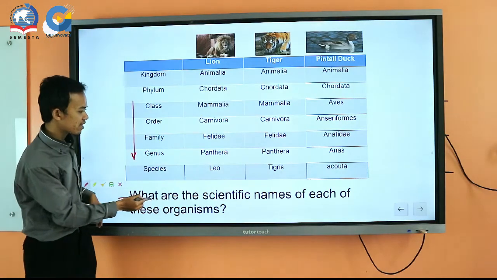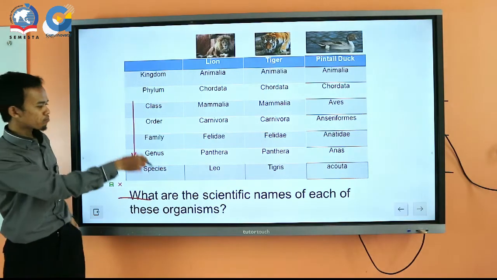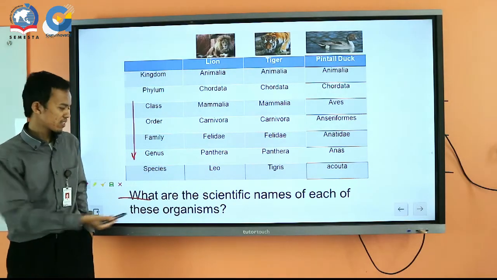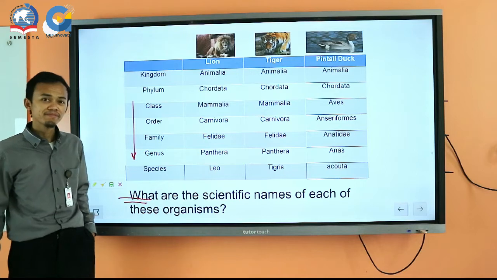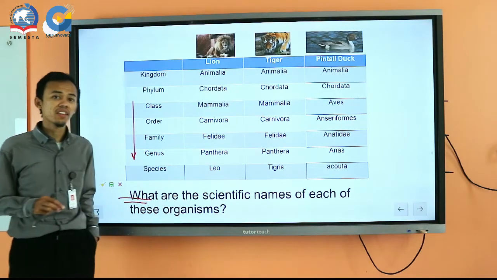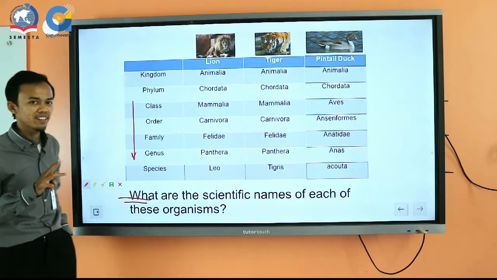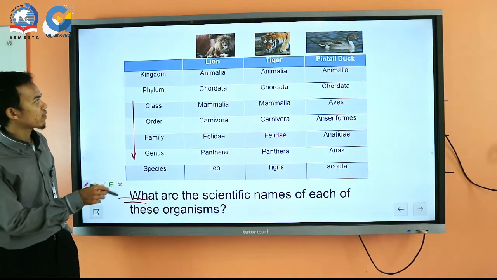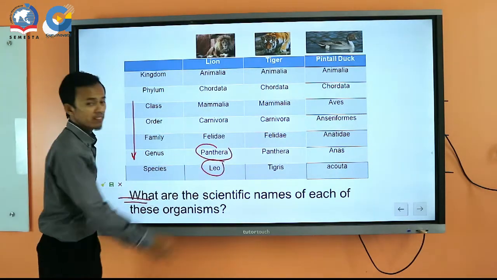What are the scientific names of each of these organisms? Okay, this is the question. So if you know the answer, please raise your hands. Come on, please. Okay, I'll count until 3. 1, 2, 3. Okay, yeah, you're correct. The species name of lion is Panthera leo.